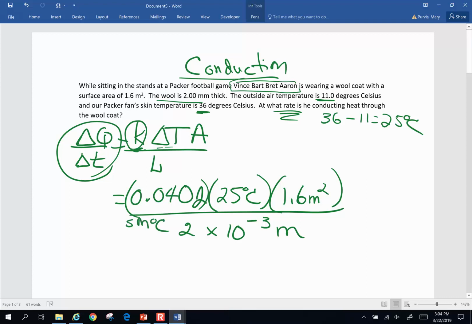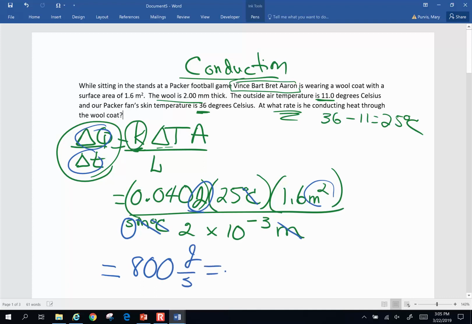Wacky units. Okay, now let's take a look at this. So, degrees Celsius, I'm going to cancel degrees Celsius. Meters squared, I've got a meter here and a meter there, and I'm going to end up with joules per second, and energy per unit time is joules per second. So when I do the math and I multiply and divide, I'm going to end up with 800 joules over seconds, and a joule per second is a watt.